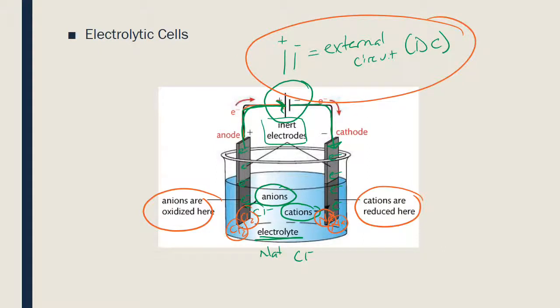Because sodium and chlorine prefer to be in their aqueous or their ion form, we have to force them back into their natural form. And that is what an electrolytic cell does and how the basic operation works.